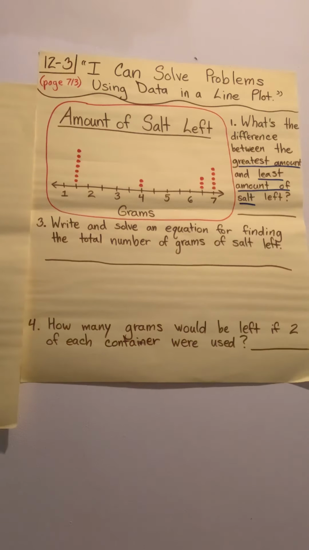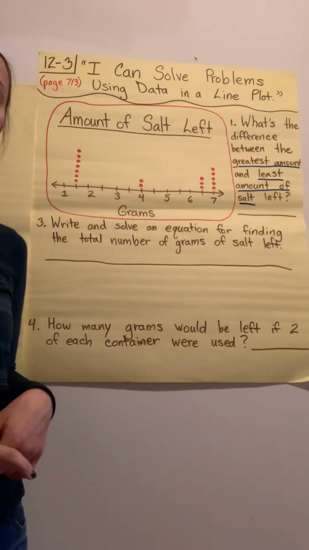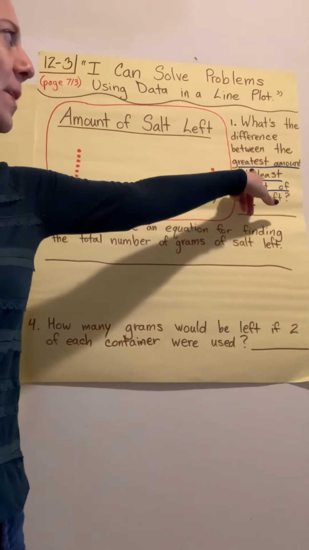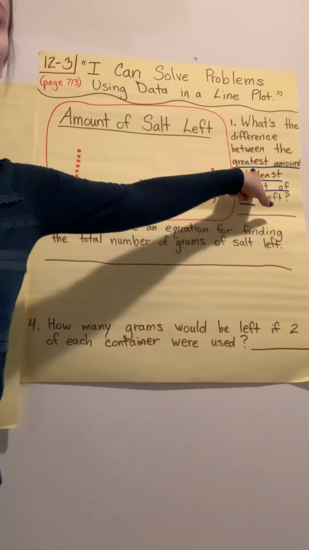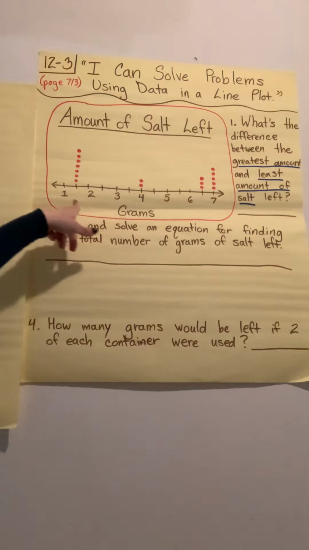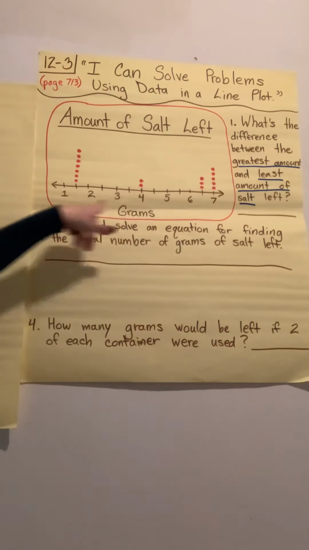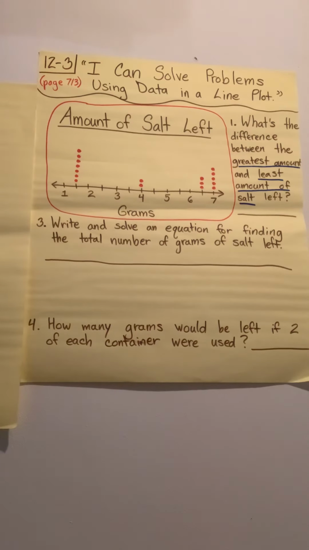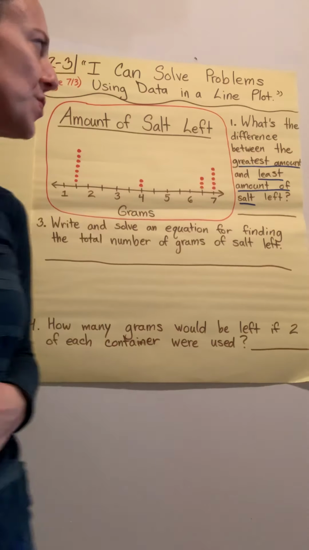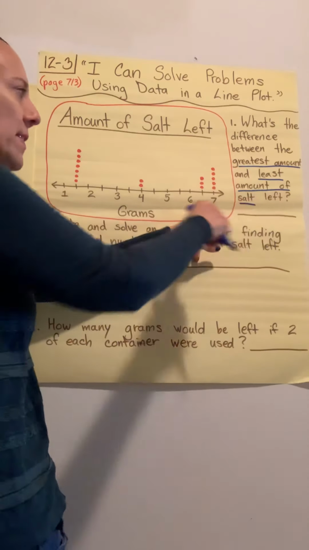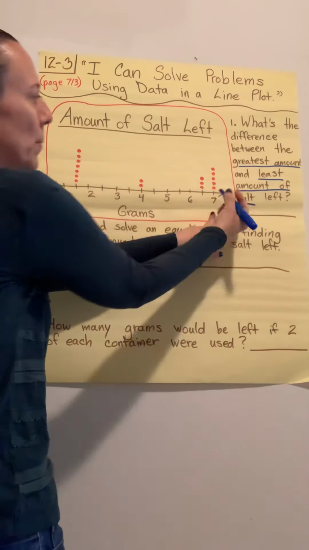If they asked me how many beakers or how many containers or something along those lines, then I would know I was counting dots. But because they're asking me about the amount, the number of grams of salt that was left, I know I'm going to be looking at the numbers on the bottom of the line plot. So what is the greatest amount of salt that was left? Well, if I look at my line plot all the way to the right, that's where the greatest amount would be on a number line.